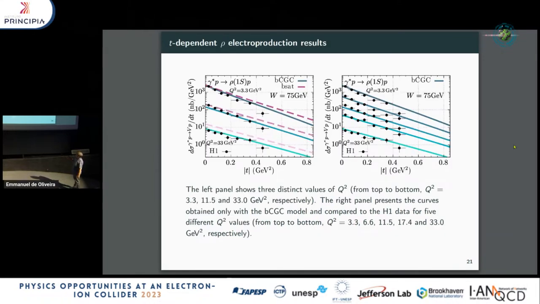And then we can do t-dependent. In t-dependent, we have also, I would say, good agreement. Here in this case, this is rho, and then dependence on t.